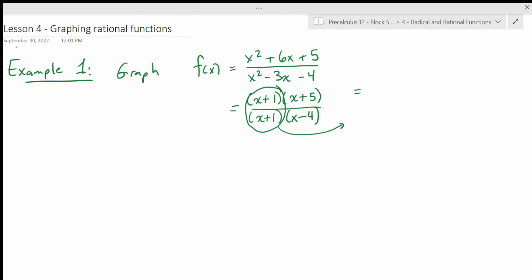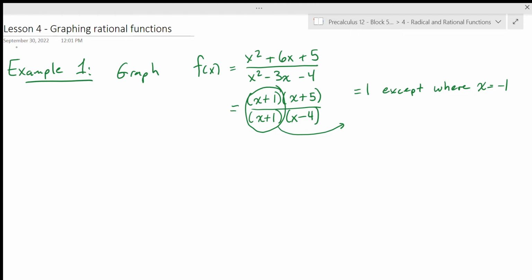Well, x plus 1 divided by x plus 1 equals 1, except where x equals minus 1. Where x equals minus 1, we get 0 over 0, and we don't actually know what 0 over 0 is. We usually call that indeterminate. So this is equal to 1 except where x equals minus 1.